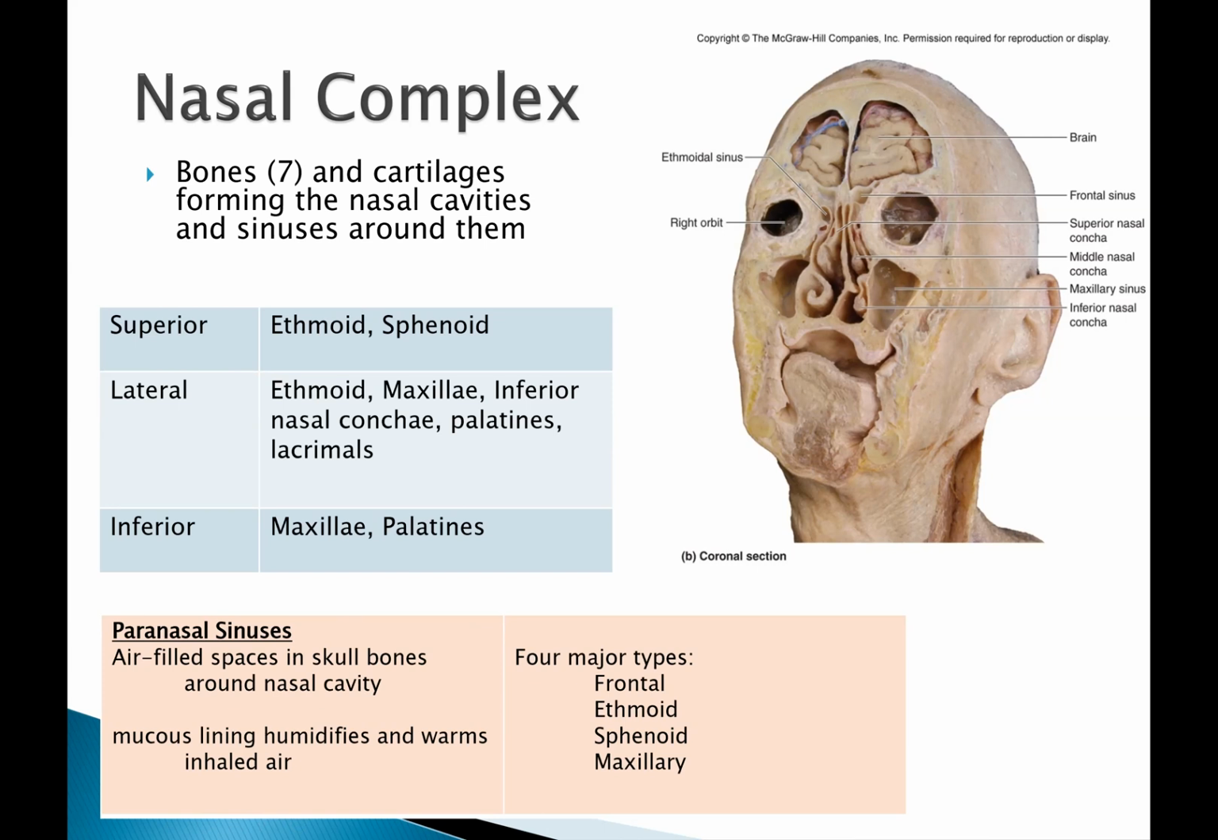There are 4 major types of sinuses: frontal, ethmoid, sphenoid, maxillary. That's associated with the bones in your skull.